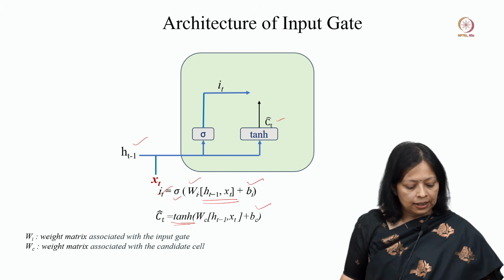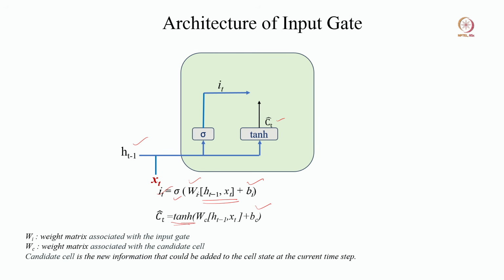Wc is the weight matrix associated with the candidate cell, which is a new term. What exactly is the candidate cell? The candidate cell is the new information that could be added to the cell state at the current time step. Suppose I want to add some new information at the current time step t. That can be added using the candidate cell, and Ct hat is nothing but the candidate cell.